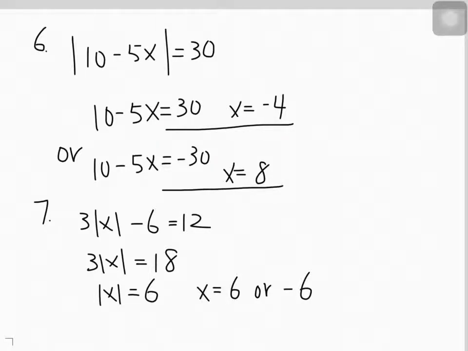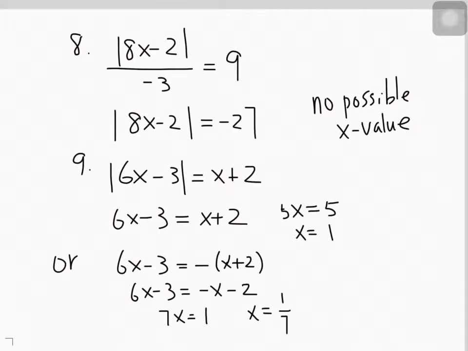Number 7. 3 times the absolute value of x minus 6 equals 12. First, by adding 6 to both sides, we have 3 times the absolute value of x equals 18. Divide both sides by 3, the absolute value of x equals 6. So my x could be positive 6 or negative 6.